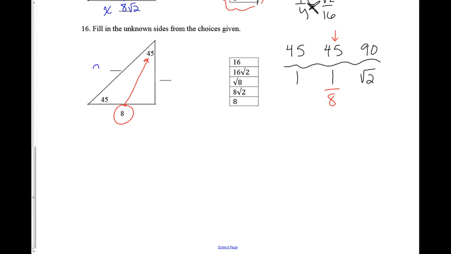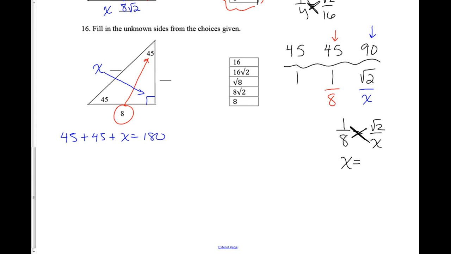The next thing I want to do is label a missing side with an x, and x is across from this angle. In a triangle, all the angles add up to 180. And if I work that out, I'm going to get that this is 90 degrees. So my x is across from the 90. So I go to my ratios, and under the 90, I make a fraction with the square root of 2. At this point, I'm going to take these two fractions and set them equal to each other, and I cross multiply. And I get x is equal to 8 times the square root of 2.